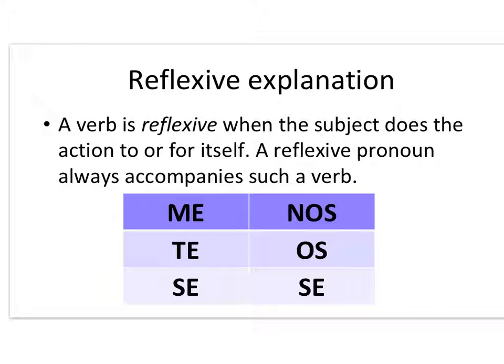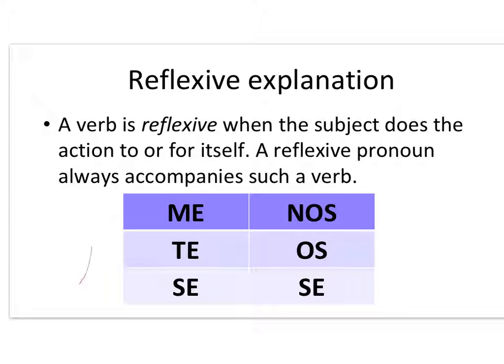So, a verb's reflexive when the subject does the action to or for itself. What that means is saying, I shave myself, or you give yourself a shower, he brushes his hair. Any object that deals with a part of your body, so any kind of hygiene or anything would actually be a reflexive verb. We don't do this in English, so it's a little bit different.